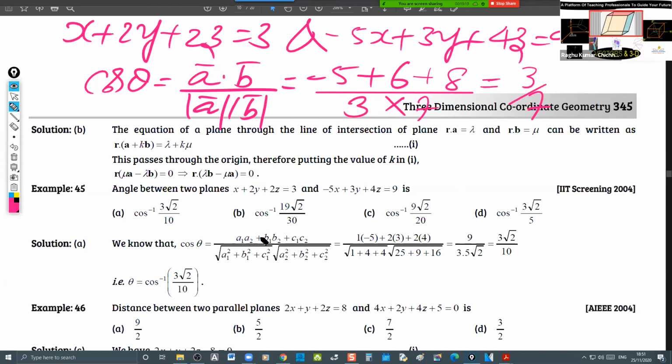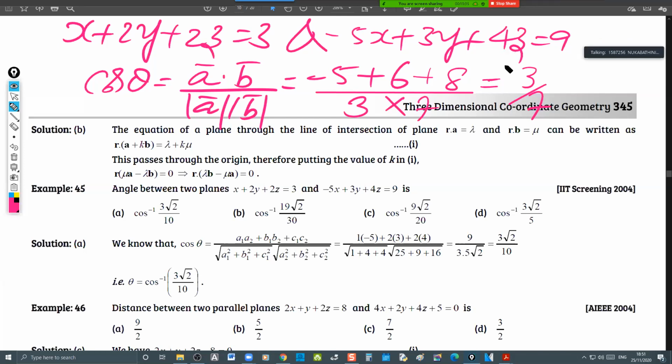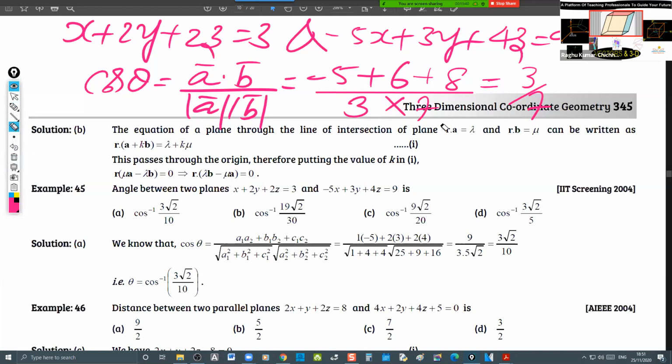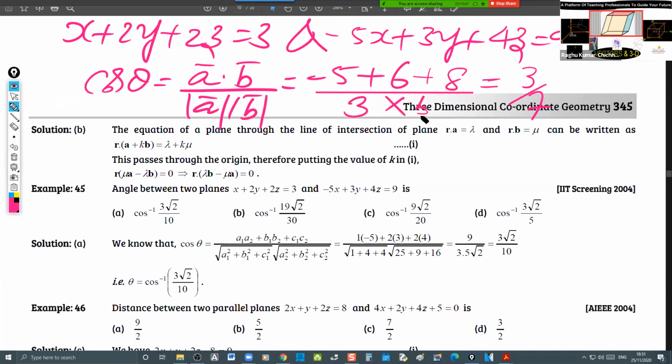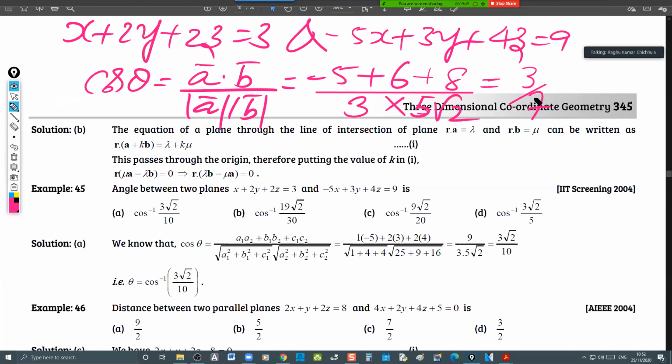But you got a different answer here. Something is wrong. Let us check it out. 25 plus 9, 34. 34 plus 16, 50, sir. Oh, that is wrong here. So root 50, 5 root 2. So the 3 is getting cancelled.